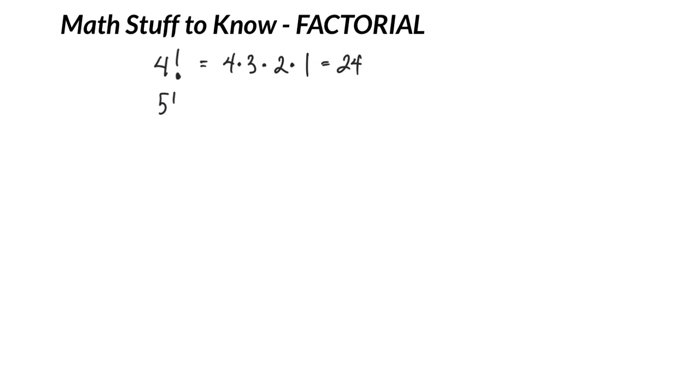But then 5 factorial would be 5 times 4 times 3 times 2 times 1. Another way to think about this is that that is equal to 5 times 4 factorial. Since this right here represented 4 factorial, we would just say, oh, if I took 5 times 4 factorial, that would be the same as 5 factorial. And this is equal to 120.